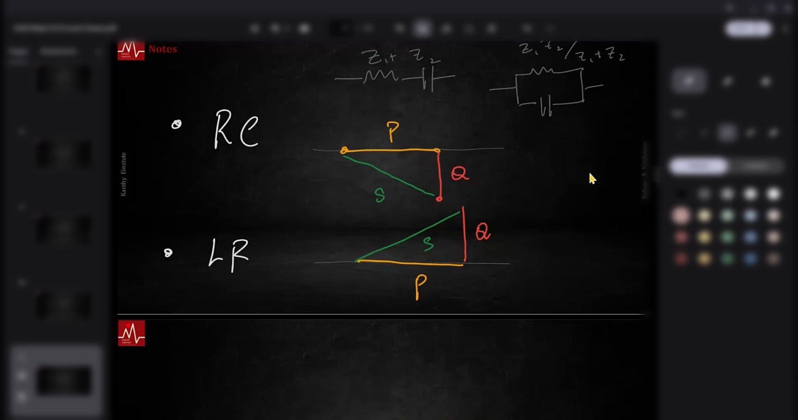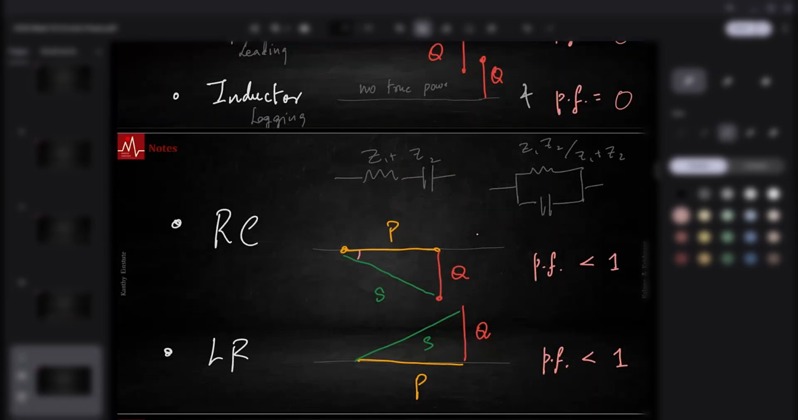Here, power factor has to do with the cos of that angle. Cos of that angle will be positive, but less than 1. Power factor will again be less than 1. That is, it's not purely resistive.